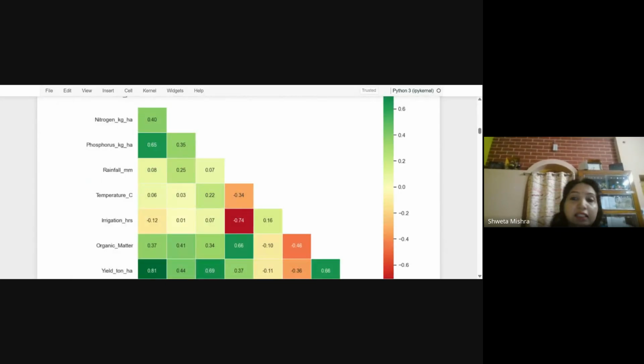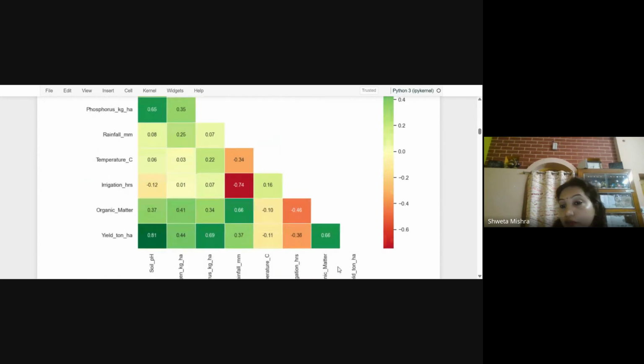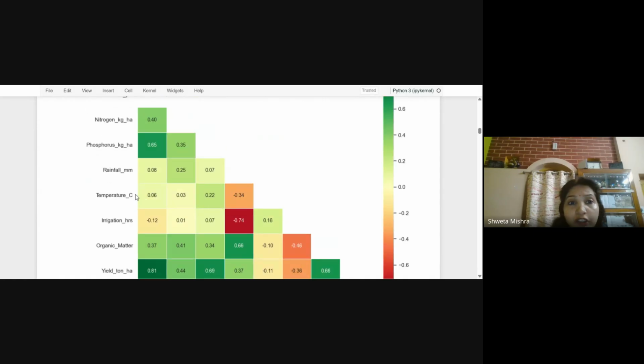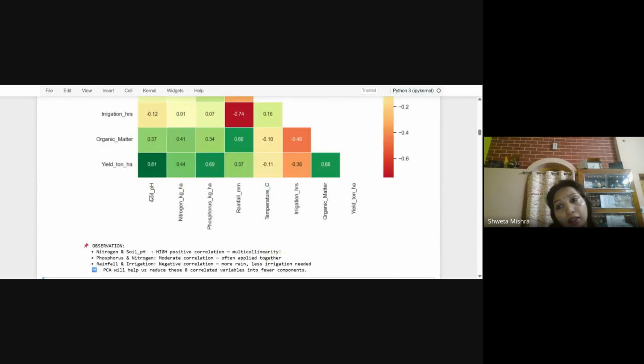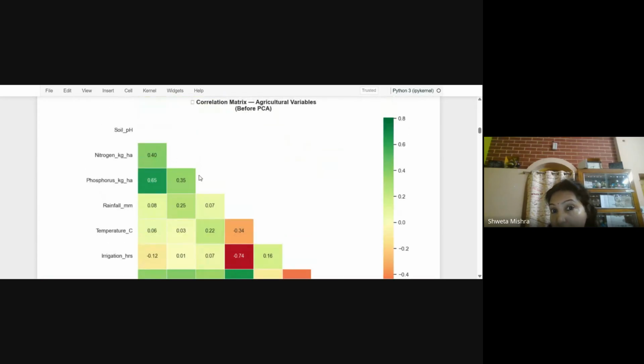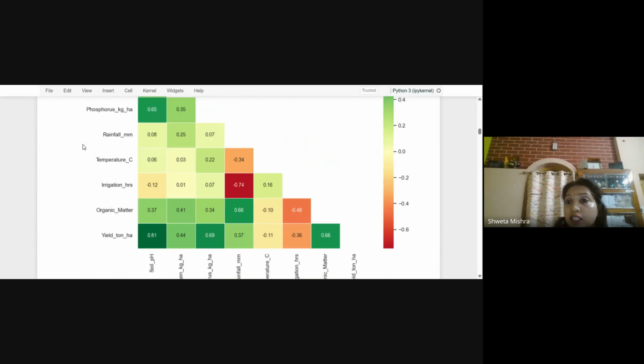If you can see this correlation matrix, can you see here, row-wise and column-wise we are considering our variables. Soil pH with soil pH is obviously 1. The diagonal will be exactly 1, that's why we are not writing that. Our aim is to find the correlation between different variables.